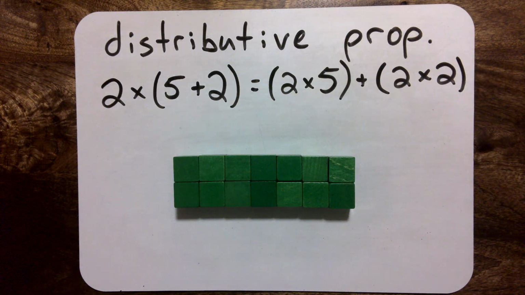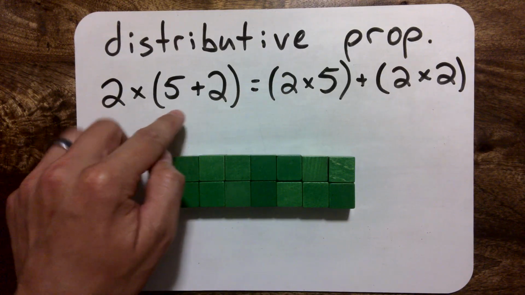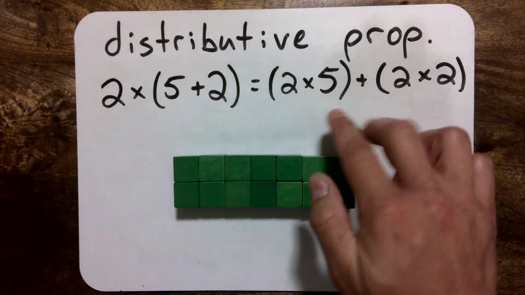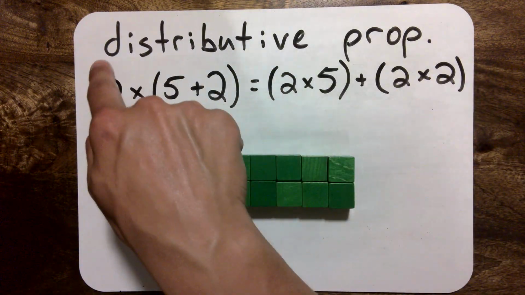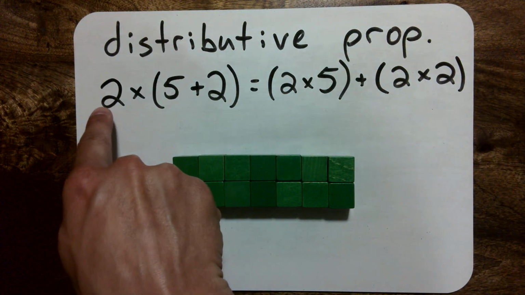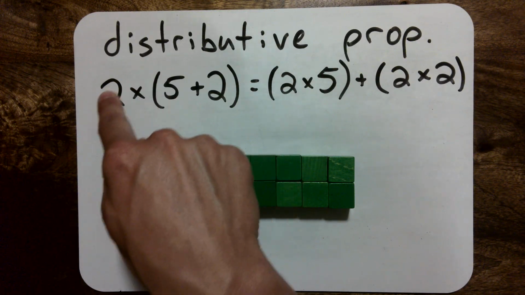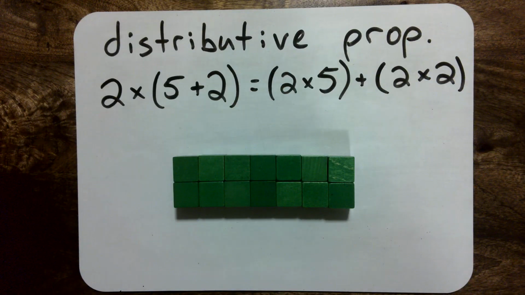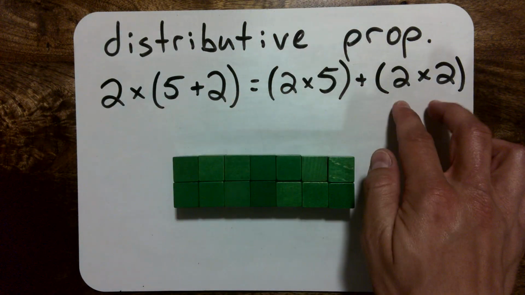In this video, we're going to discuss CRA models for the distributive property of multiplication. So the distributive property, that's what I've written out here: 2 times the quantity 5 plus 2 is equal to the quantity 2 times 5 plus the quantity 2 times 2. So it's distributive. We're distributing this 2 times to both the 5 and the 2. So that's 2 times 5 and 2 times 2.